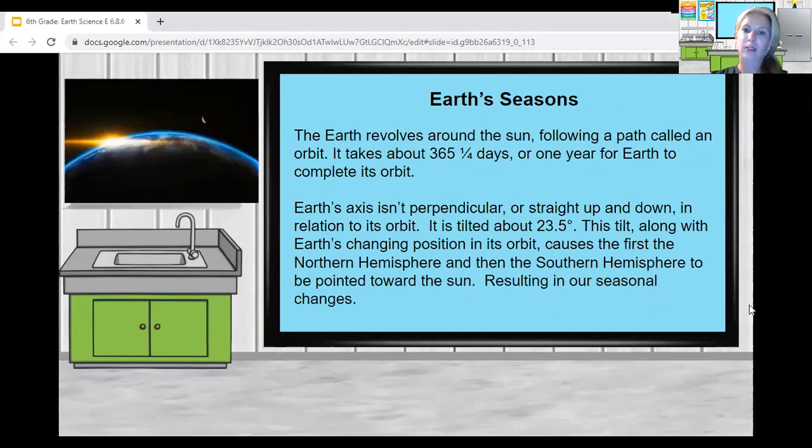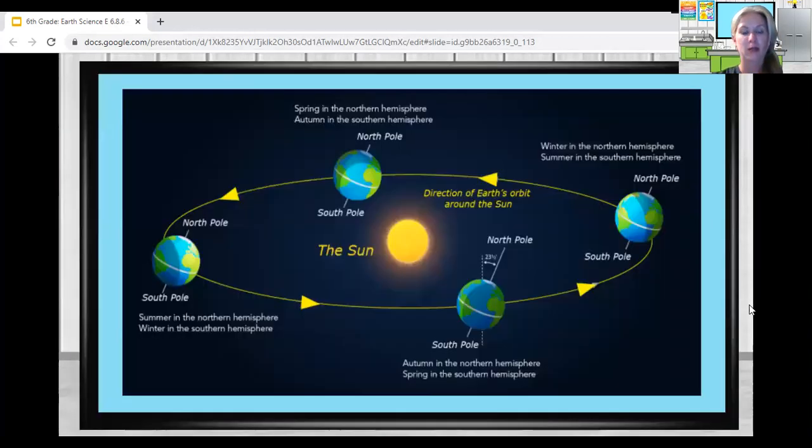All right, so let's discuss the Earth seasons. The Earth revolves around the sun, following a path called an orbit. It takes about 365 and 1/4 days, or a year, for the Earth to complete its orbit. Earth's axis isn't perpendicular, or straight up and down, in relation to its orbit. It's actually tilted. This tilt, along with Earth's changing position in its orbit, causes first the northern hemisphere and then the southern hemisphere to be pointed toward the sun, resulting in our seasonal changes. So here's a picture to illustrate what I just said.